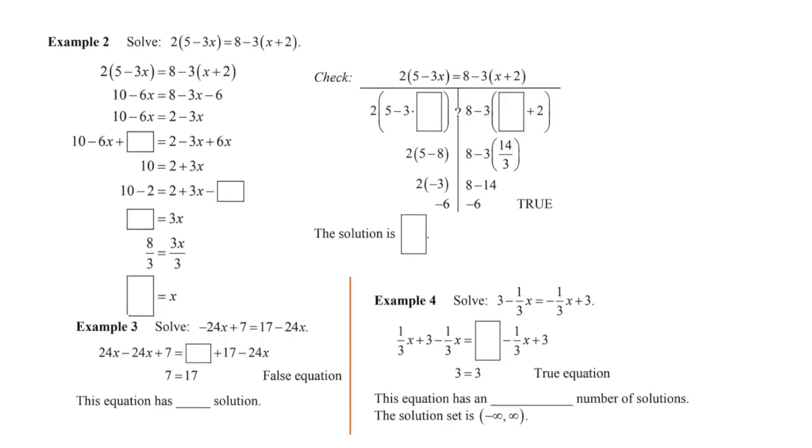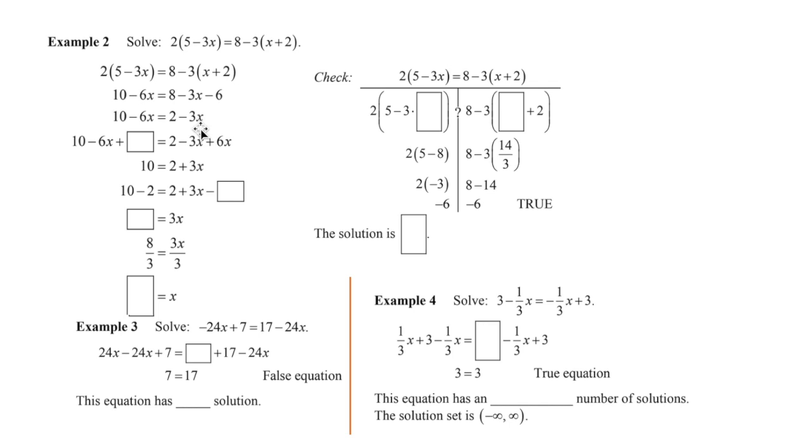Let's try another example. 2 times the quantity 5 minus 3x is equal to 8 minus 3 times the quantity x plus 2. We'll first go ahead and multiply so we can get rid of our distribute, so we can eliminate our parentheses. 2 times 5 is 10, 2 times negative 3 is negative 6x equal to 8 minus 3x minus 6. Combining like terms on the right gives me 2 minus 3x.